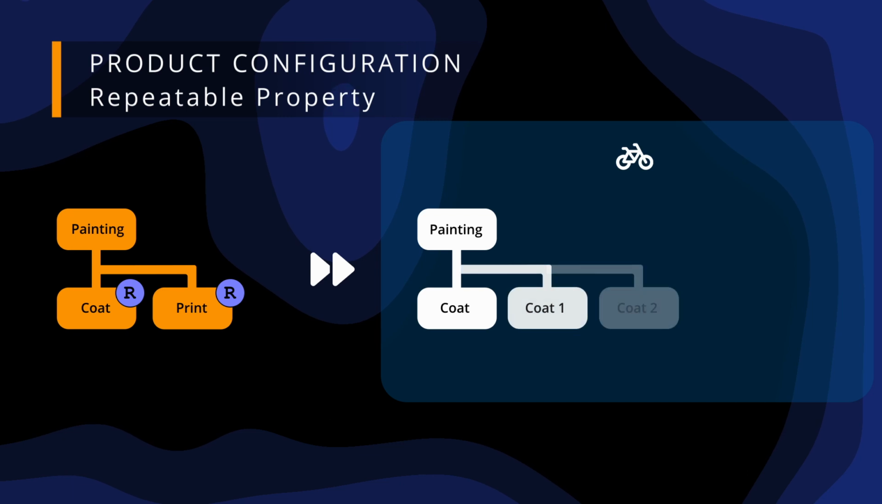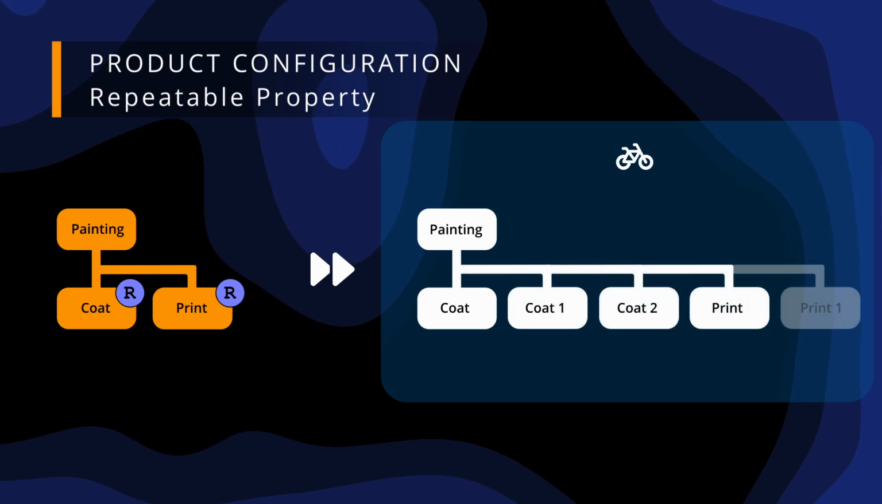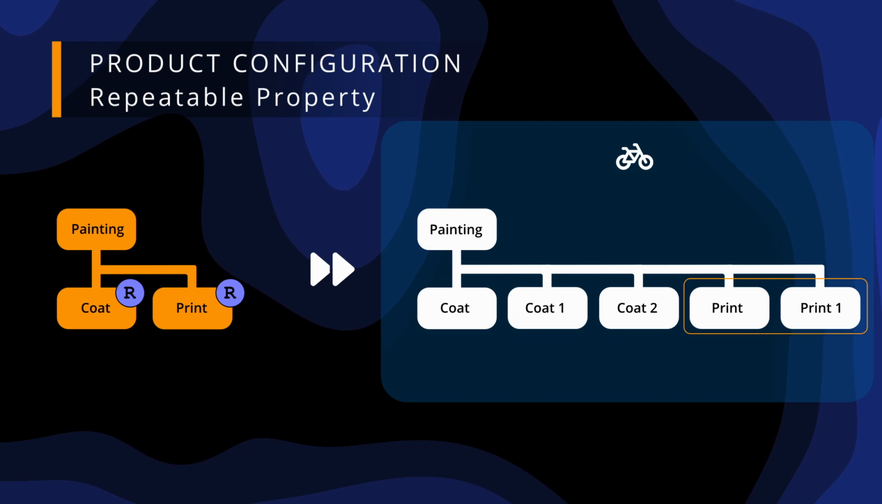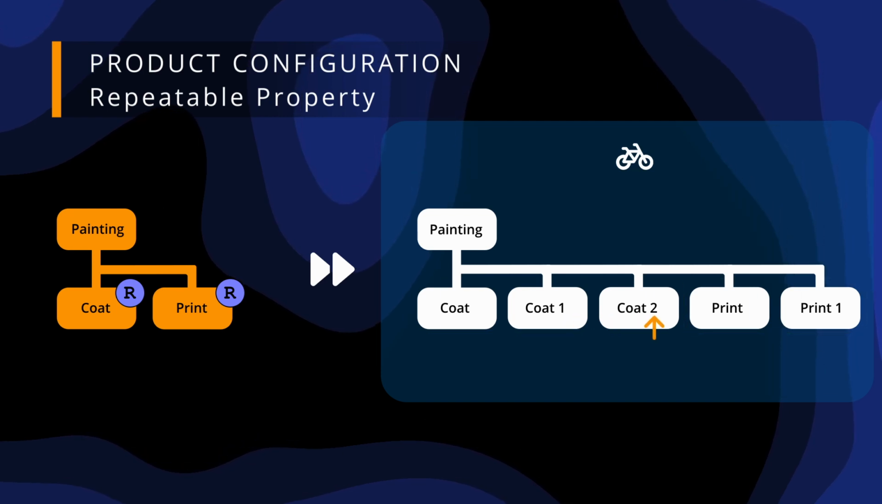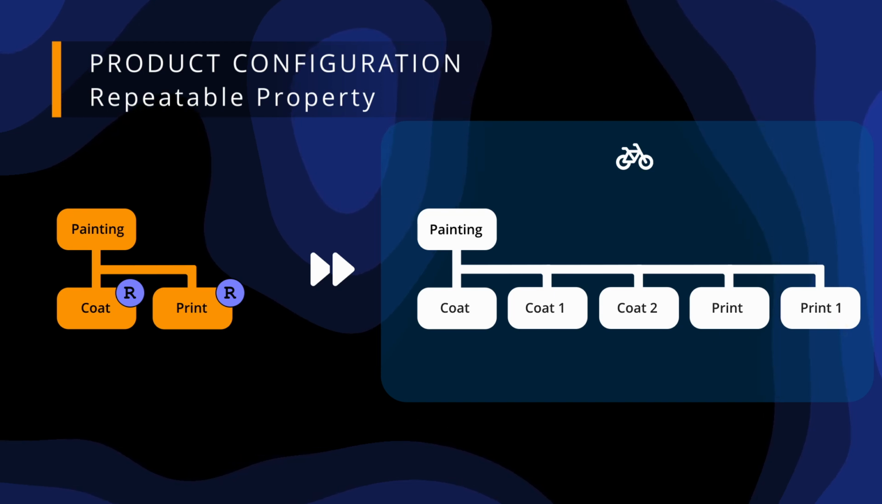Let's implement 3 paint coats and 2 print operations in our bicycle product. First, notice that the order initially follows the cost item order. Second, you can see that Mercenta has automatically appended a suffix to their names to maintain their uniqueness.